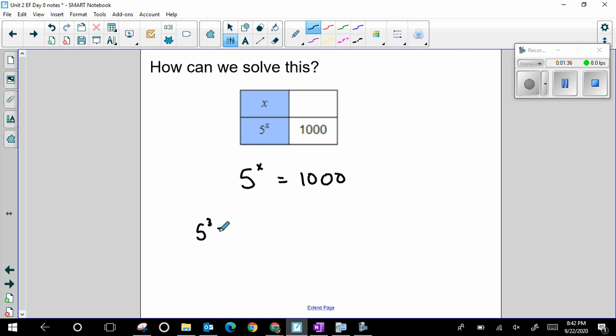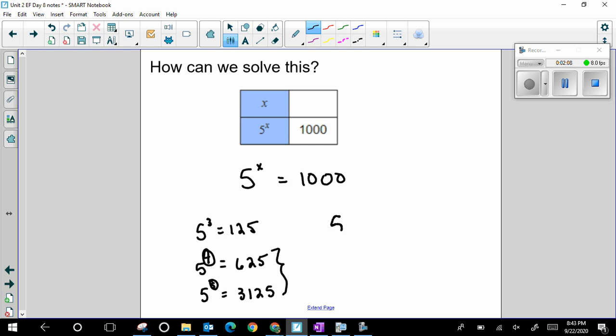You can do this in your calculators, 125. 5 to the fourth is 625, so we're getting closer to 1,000. 5 to the fifth is 3,125, so it quickly jumps from 625 to 3,125. So we know that 5 to some power between 4 and 5 has to equal close to 1,000, but we're not going to get exact.